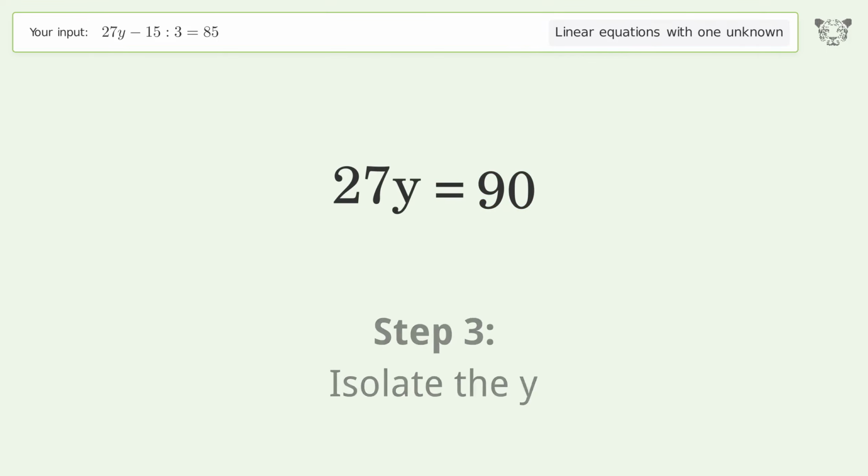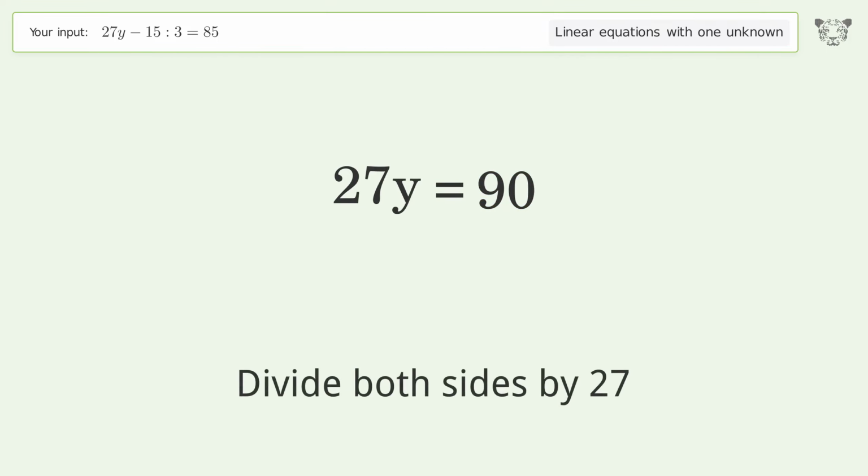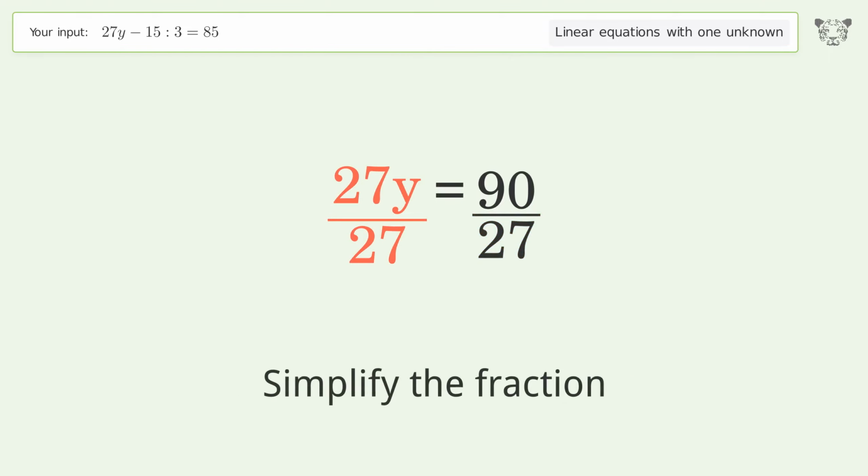Isolate the y. Divide both sides by 27. Simplify the fraction.